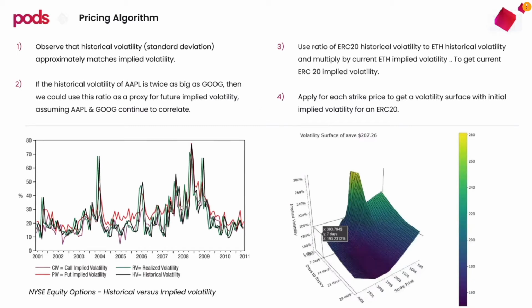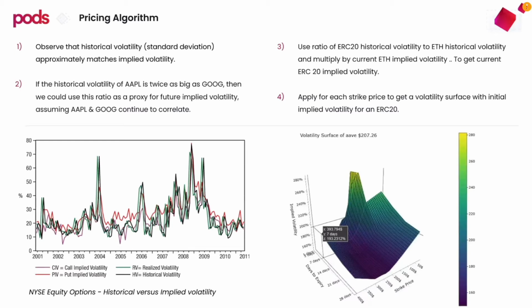This is a phenomenon you can see in traditional financial markets. For example, if you look at historical volatility, implied volatility has a tendency to follow. So there's a certain correlation. So if you guess what the initial implied volatility is, you can mimic it across historical volatility. As an example of how this approach could be used, let's say the historical volatility of Apple is twice as big as that of Google. We could use that ratio as a proxy for future implied volatility, assuming Apple and Google correlate.